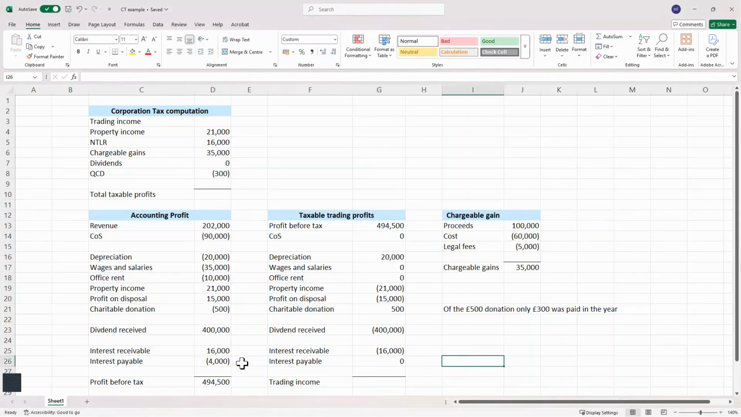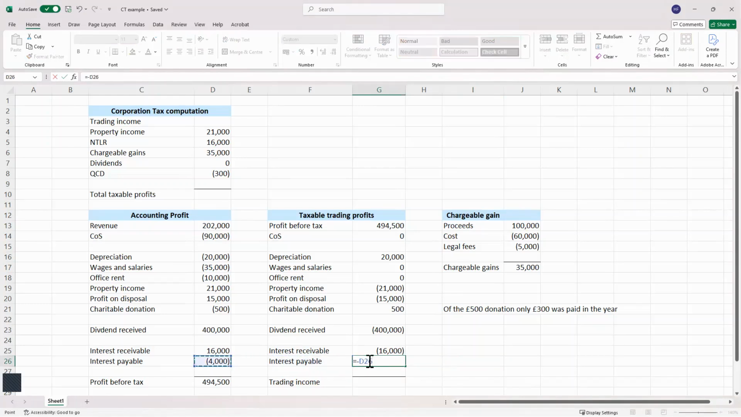But if, for example, we said actually this interest payable is on a loan to buy shares in another company, which relates to a non-trading activity, as the business does not buy shares as its trade, then we'd have to add back the interest payable, as that doesn't relate to the trading income, and we would take a tax deduction against the non-trading loan relationships.